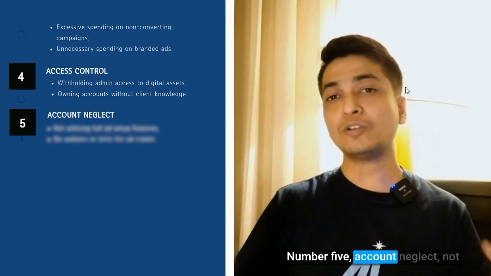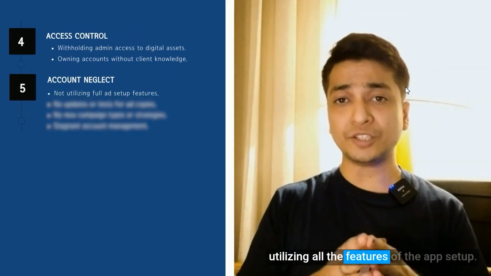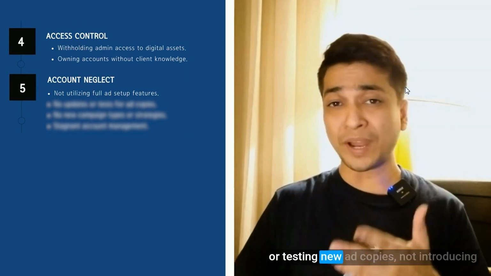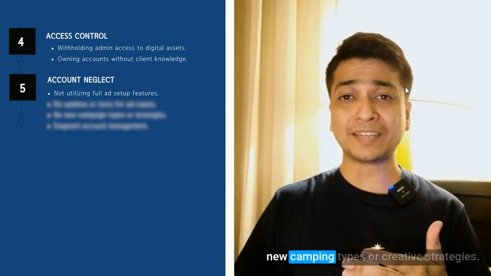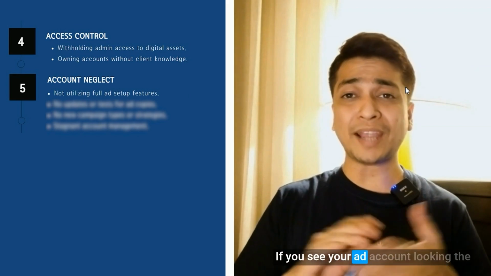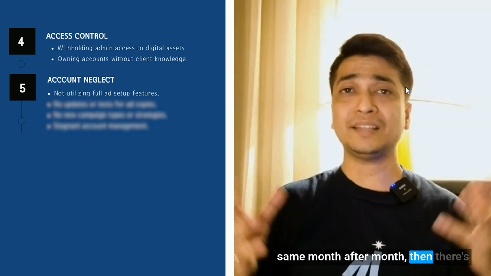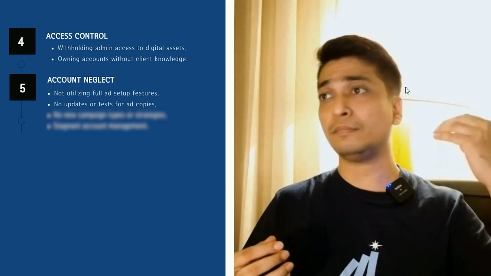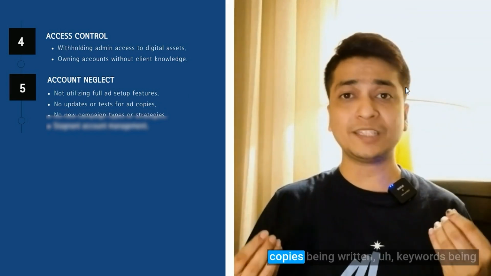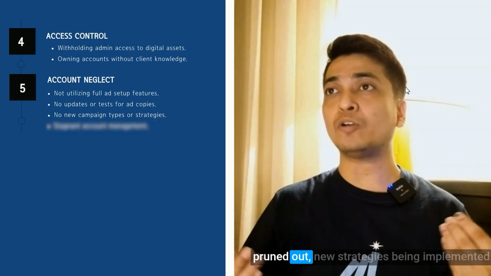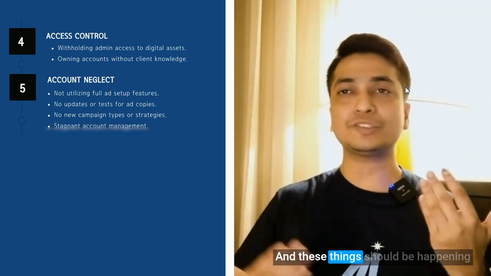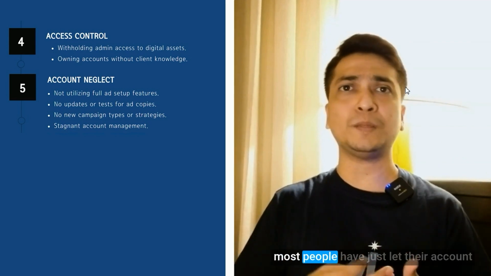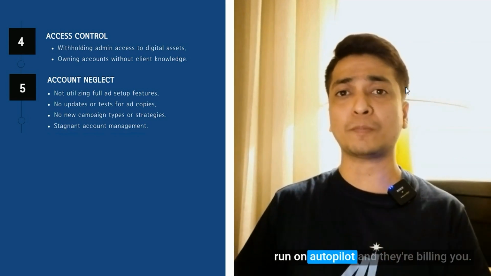Number 5, account neglect. Not utilizing all the features of the ad setup, like filling out the ad copies, never updating or testing new ad copies, not introducing new campaign types or creative strategies. If you see your ad account looking the same month after month, then there's definitely something going wrong. There should be some activity, some changes: new campaigns, existing campaigns being modified, new ad copies being written, keywords being pruned out, new strategies being implemented. These things should be happening on a Google Ads account constantly. If it's not happening, then technically most people have just let the account run on autopilot and they're billing you.